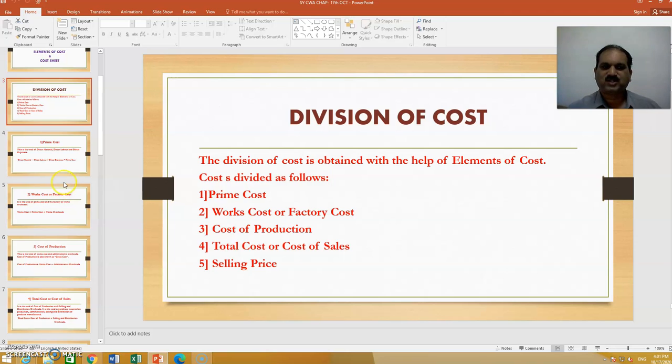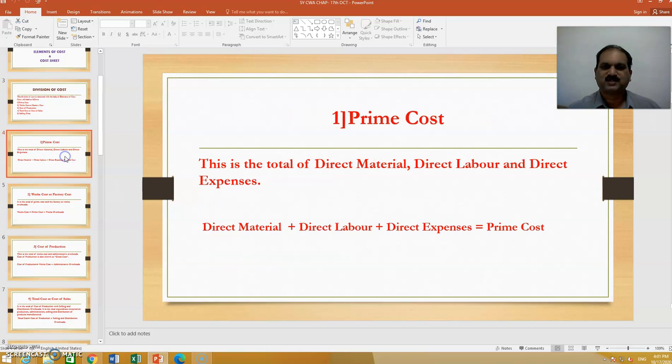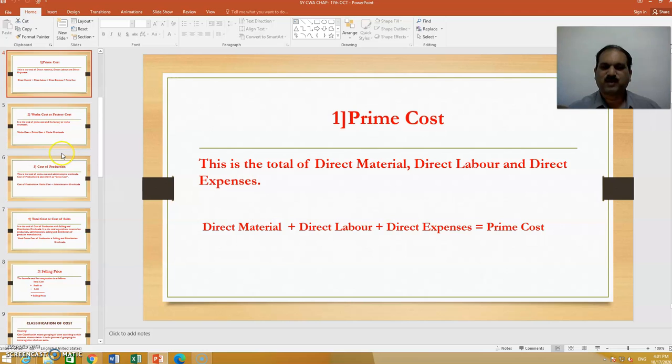The division of cost is obtained with the help of elements of cost. Cost is divided as follows: prime cost, works cost or factory cost, cost of production, total cost or cost of sales, and the selling price. Now let's see first what is prime cost. This is the total of direct material, direct labor and direct expenses. Hence the formula is direct material plus direct labor plus direct expenses is equal to prime cost.